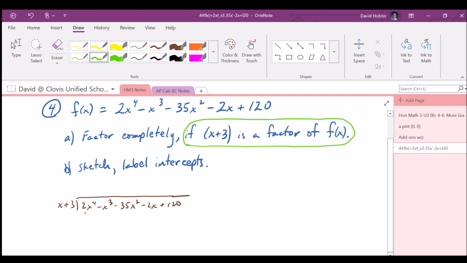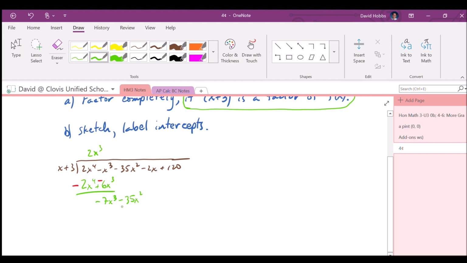What times x gives me 2x to the 4th? Well, 2x to the 3rd. So 2x to the 3rd times x is 2x to the 4th. 2x to the 3rd times 3 is plus 6x to the 3rd. And we're going to subtract, so distribute the negative. Okay, and we get, I'm not going to be changing colors the whole time here other than my alternate color. First terms eliminate, and I get negative 7x to the third. I'm going to bring down the next term, negative 35x squared.